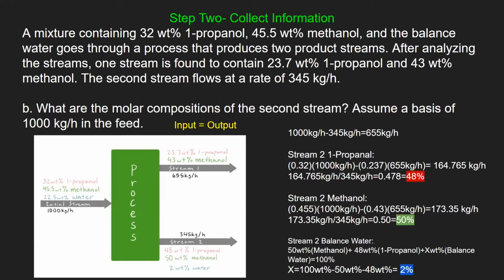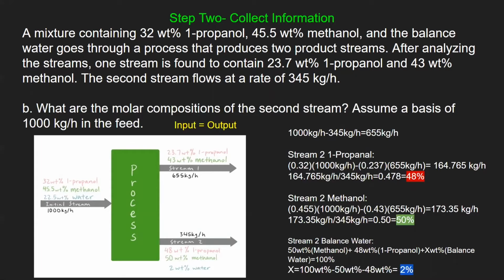And since we're given an initial flow rate of 1,000 kilograms per hour, we can solve for the flow rate of stream one by subtracting the flow rate of stream two, 345 kilograms per hour, from the initial stream flow rate, which is 1,000 kilograms per hour. So the flow rate of stream one equals 655 kilograms per hour. With that, we can solve for the molar composition of stream two.